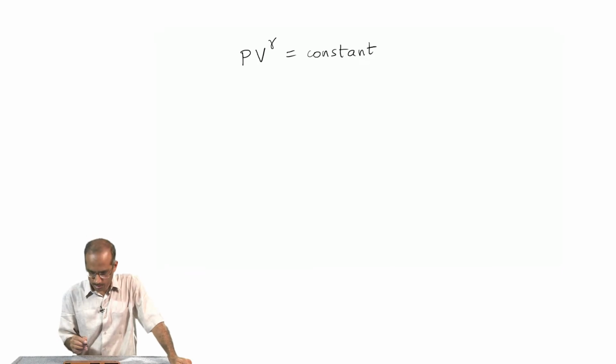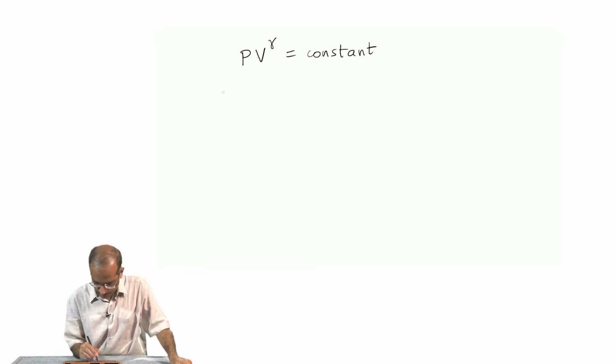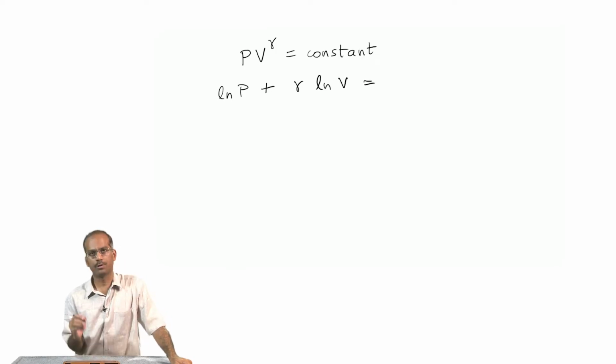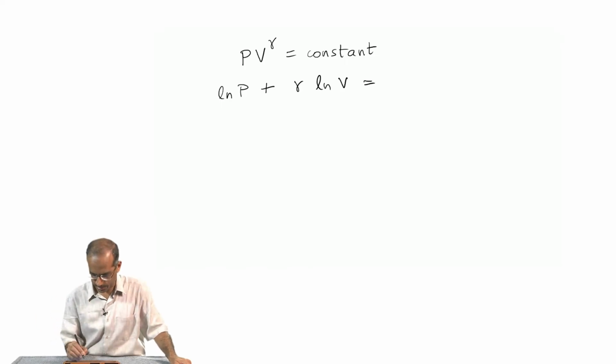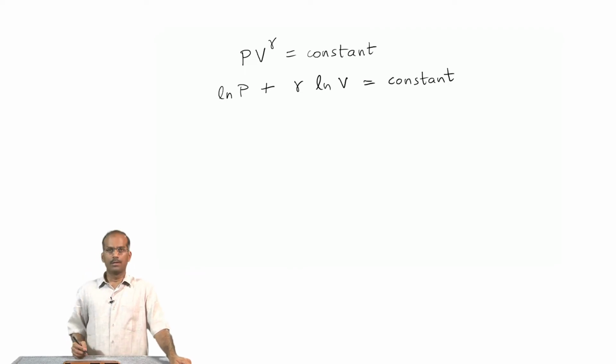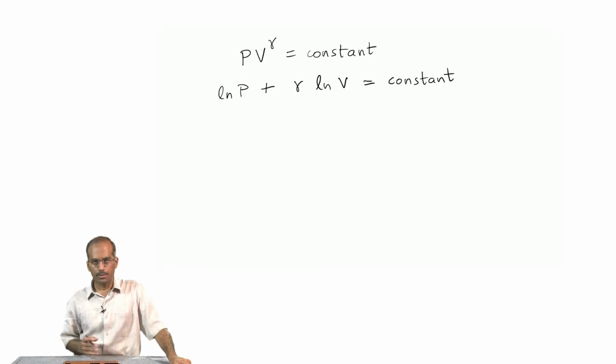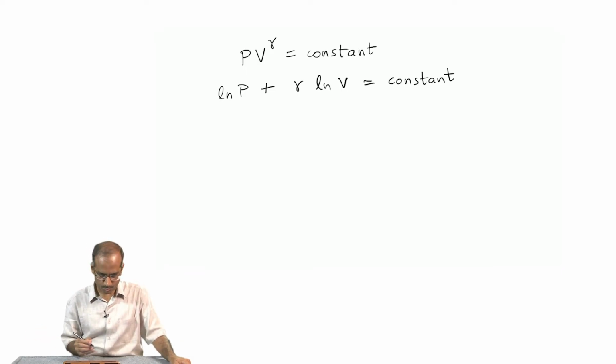So, take logarithm on both sides, we will have log p plus gamma log v is equal to log of a constant. Log of a constant is another constant. So, let me just call it constant. Now, let me differentiate throughout.